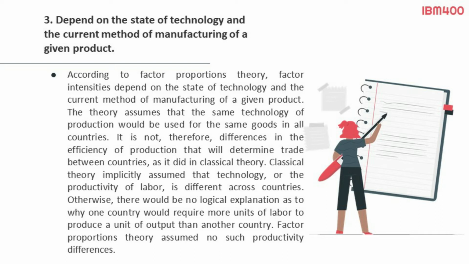Classical theory implicitly assumes that technology or the productivity of labor is different across countries. Otherwise, there would be no logical explanation as to why one country would require more units of labor to produce a unit of output than another country. Factor proportion theory assumes no such productivity difference.